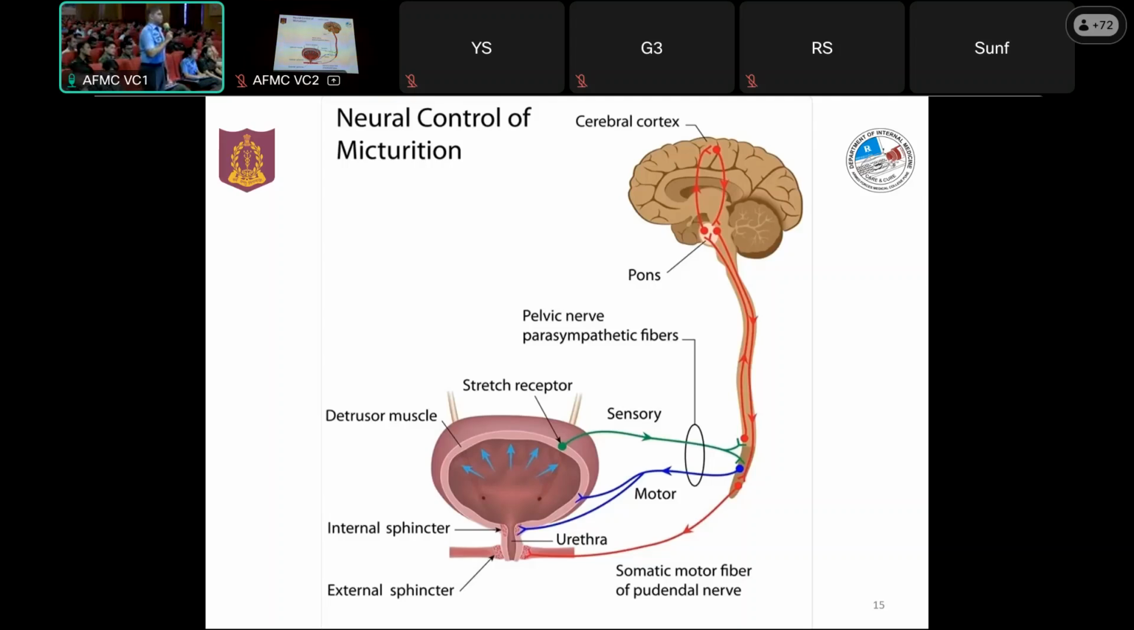So the problem is likely to be either here, which is the conus, or the sacral segments, which is equivalent to the lower motor neuron of the bladder. So it can be a lesion here, it can be a lesion here in the sensory arc, or it can be a lesion in the motor arc. Now, Major Parvinder also mentioned that this patient had preserved bladder sensation. So where do you place that?